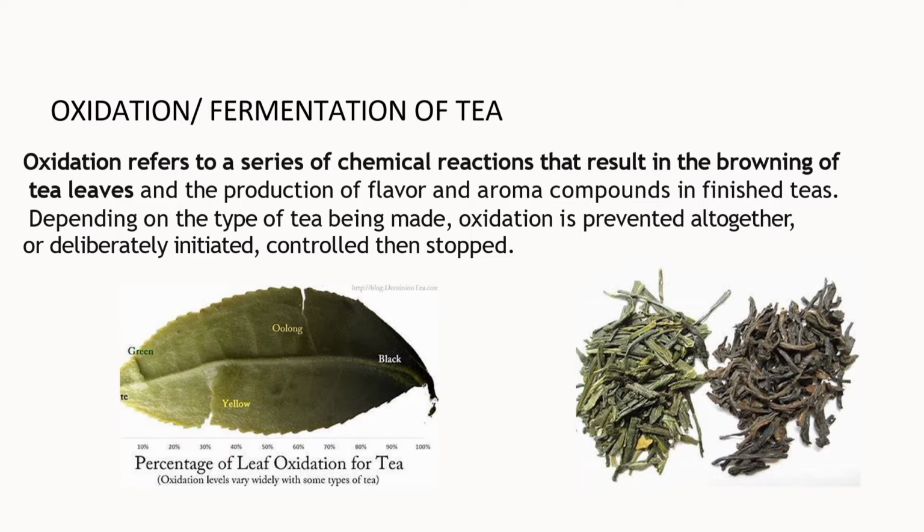Both the teas have their own pros and cons, which you can study and you can Google it. Well, I'll be putting that video too. So here, coming to oxidation. Oxidation refers to a series of chemical reactions that results in browning of tea leaves. As I told you, the more, the darker the color.